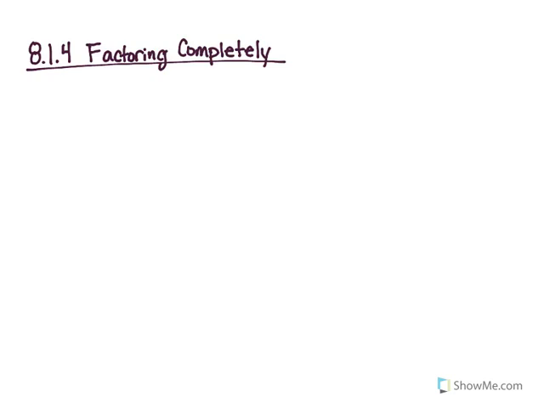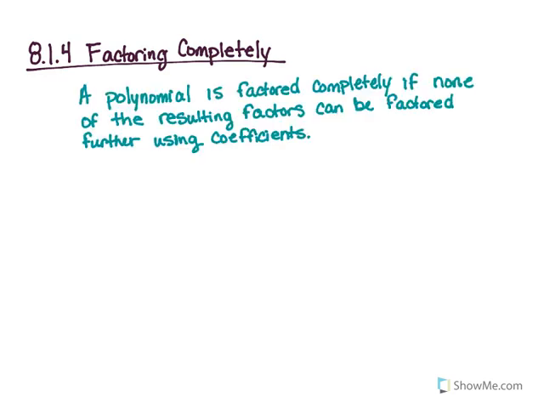Okay, this whole section is about making sure we are factoring completely. So I am going to give you our definition for factoring completely, and then we're going to discuss what that actually means. Okay, so a polynomial is factored completely if none of the resulting factors can be factored further using coefficients. So we're going to make a column of factored completely and not factored completely. Remember that if I write it down, you should probably be writing it down as well.